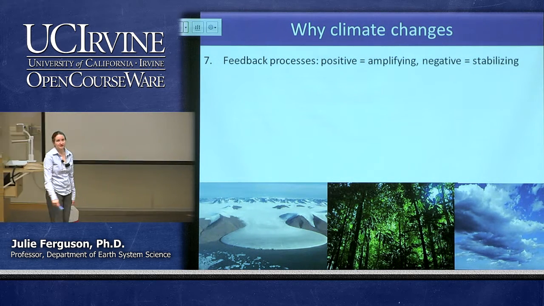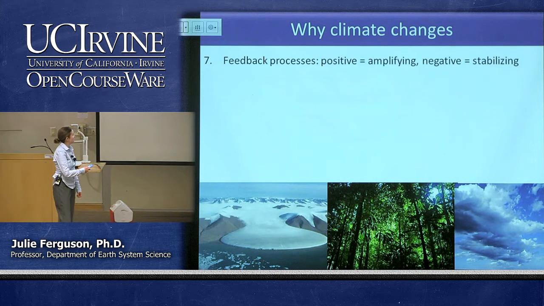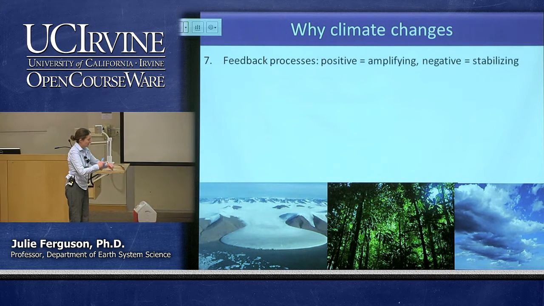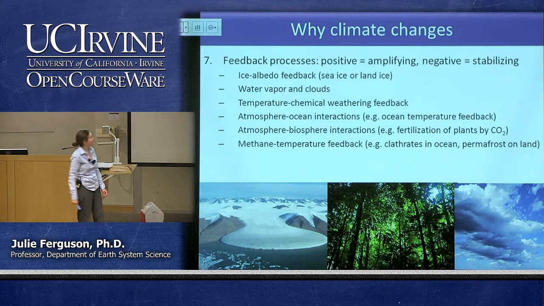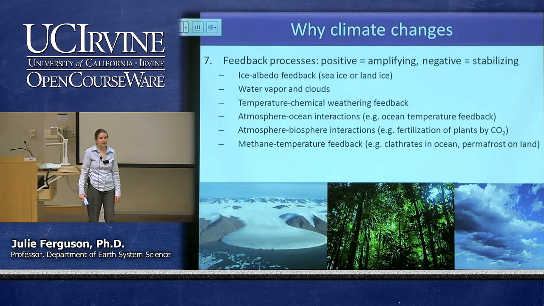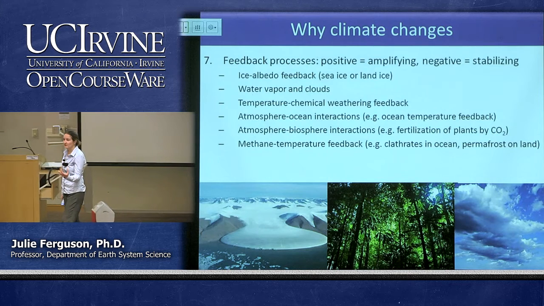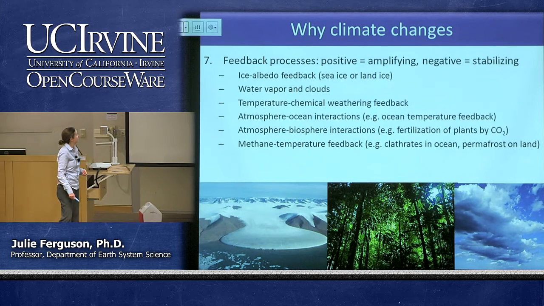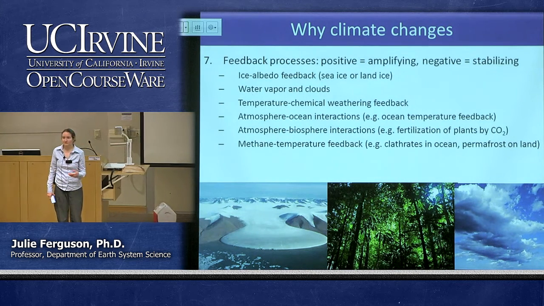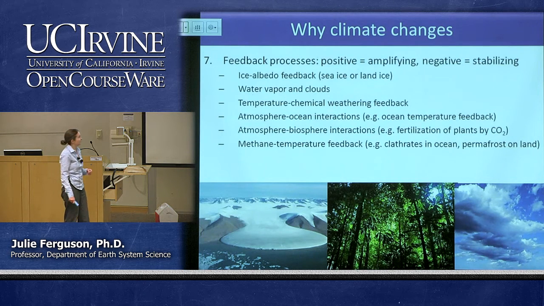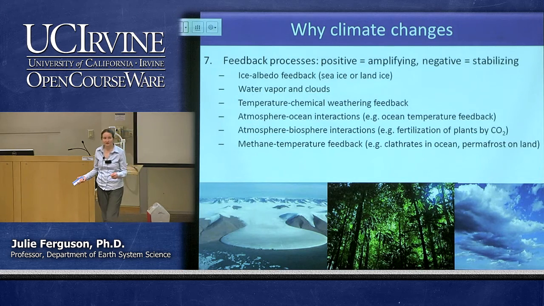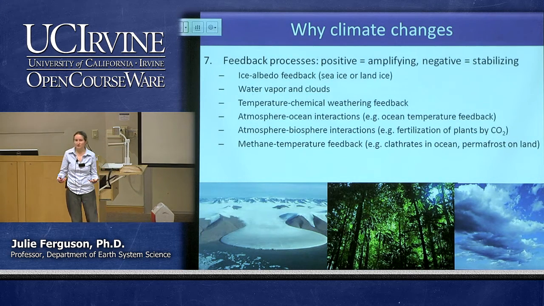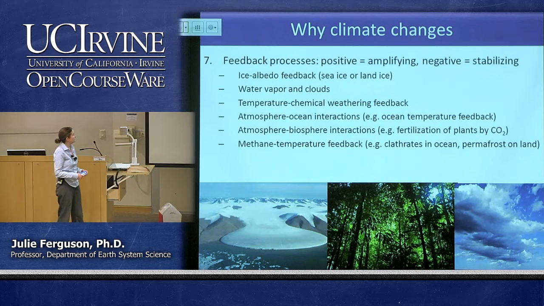I was going to get you to tell me as many as you can think of, but I don't think we have time, unfortunately. So here's my list. We have our ice albedo feedback, and that's an important one if we're growing big ice sheets and shrinking them back again. We have water vapor and clouds. A colder climate can contain less water vapor. We have the temperature chemical weathering feedback. When it gets colder, we have less chemical weathering, and so we can build up more CO2.